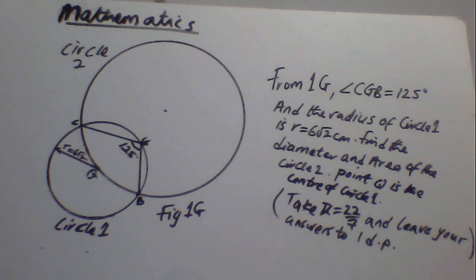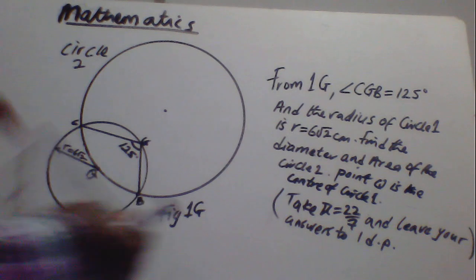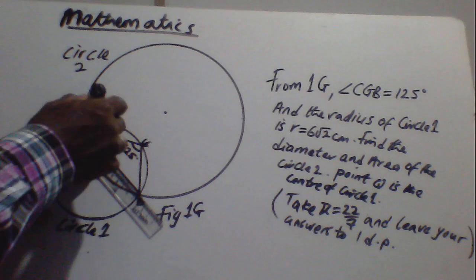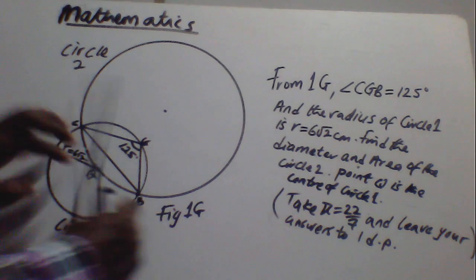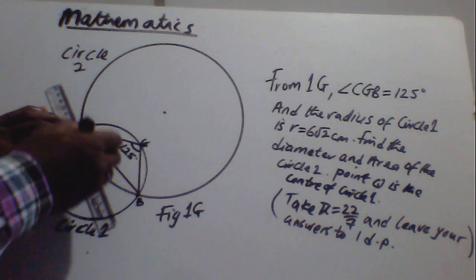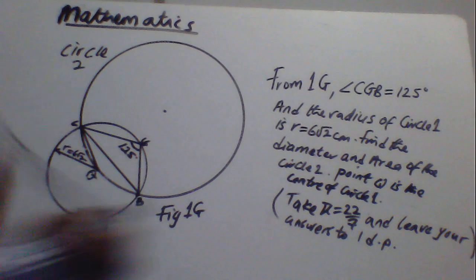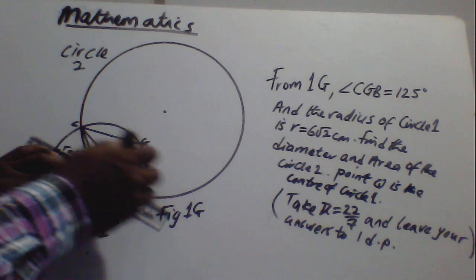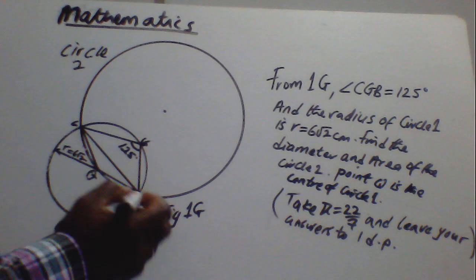The first thing you have to know is you are told that Q is the center of circle 1. You have to make some construction. So let's join this point. Join CB and also join CQ. If you join CQ, you also join BQ. So this is the first thing.